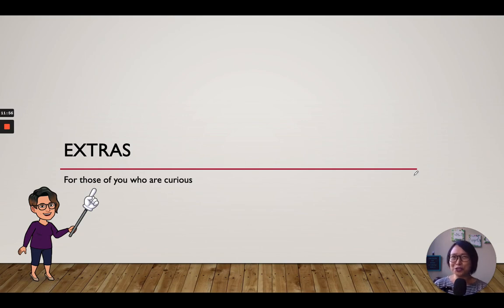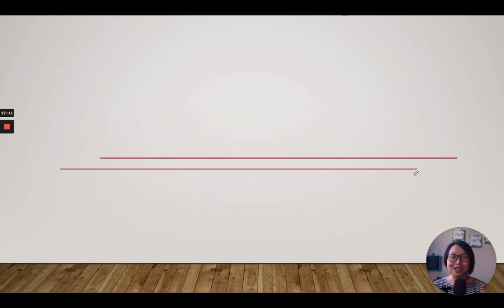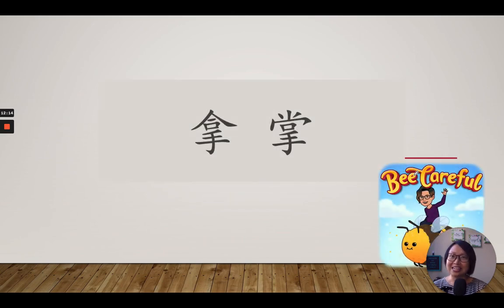Now, this is for those who are curious just like me, who want to learn some extra. When we are saying 剔手邊, this is one way the word 手 is used as a radical. You may also see words like this, with the actual word 手 at the bottom mostly. And this is also a radical. The word on the left is 拿, which is to take. The word on the right is 掌, which means the palm.